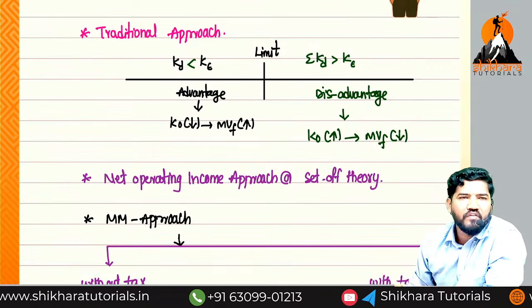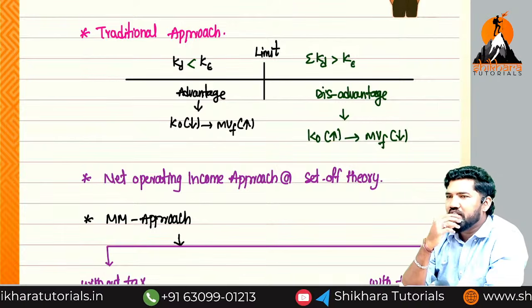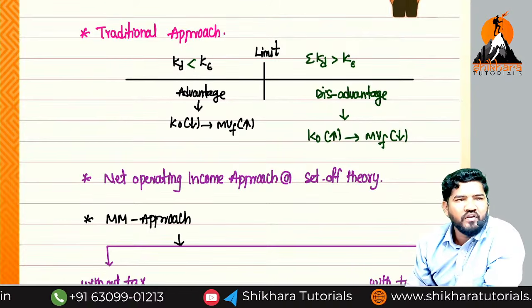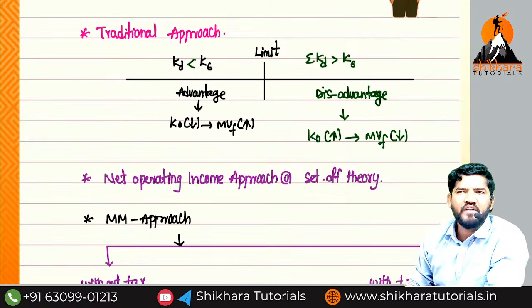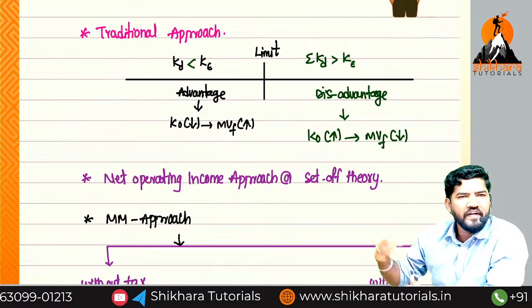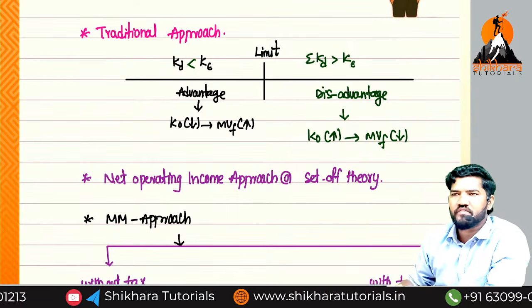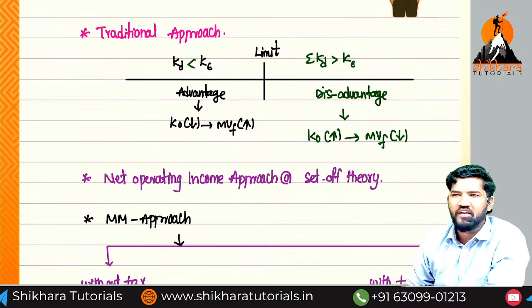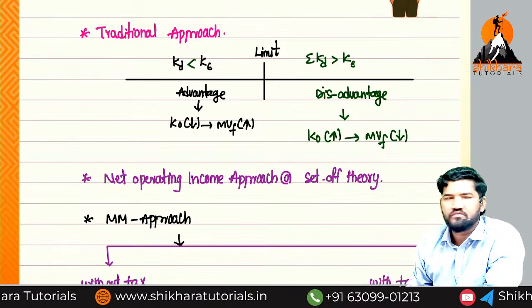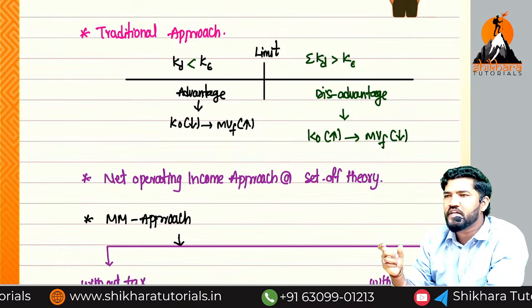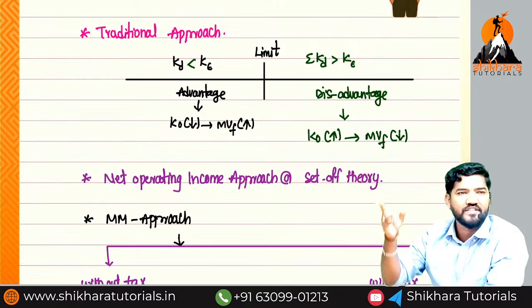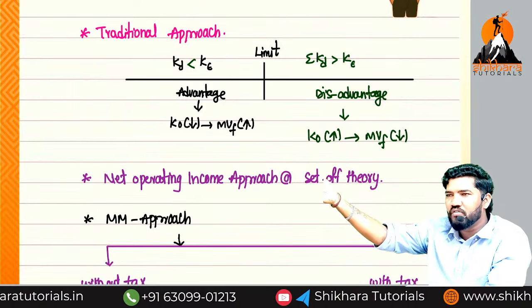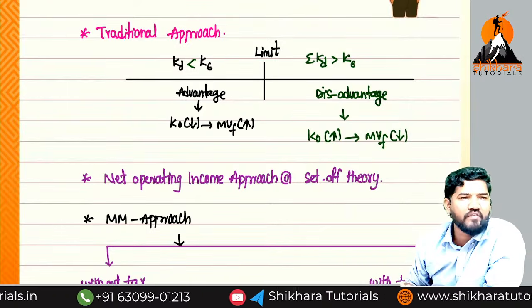The intention of this traditional approach is what David said: debt is a cheaper fund. If debt rises, KO decreases, market value of the firm increases. Every time you raise debt, it is beneficial. Because of that, if I raise it again and again, KD accumulates. If KD accumulates, at one point of time KD starts to increase. If KD increases, overall KO increases. If KO increases, what happens to the market value of the firm?